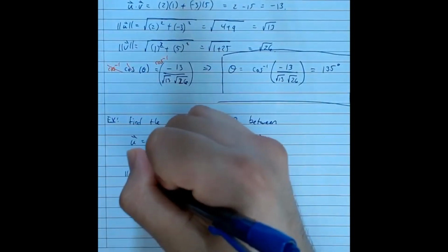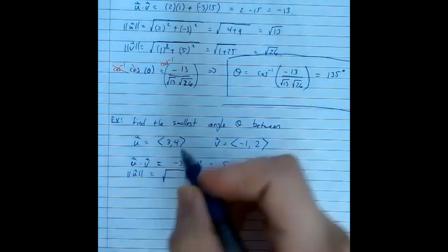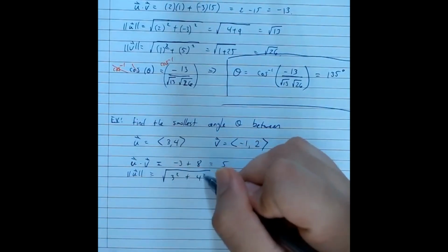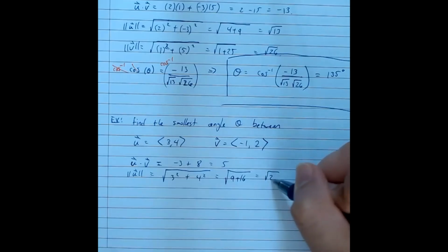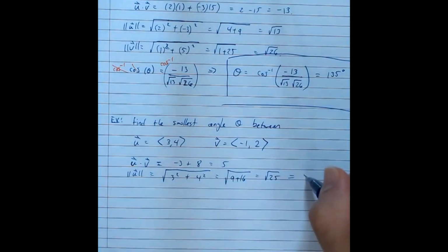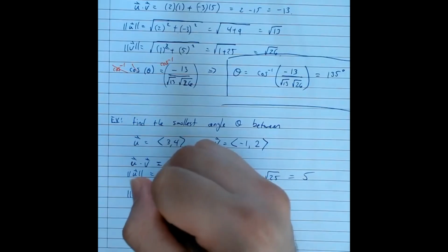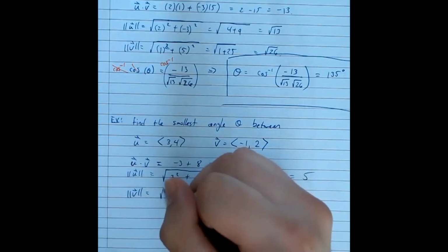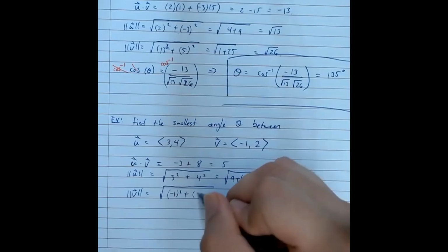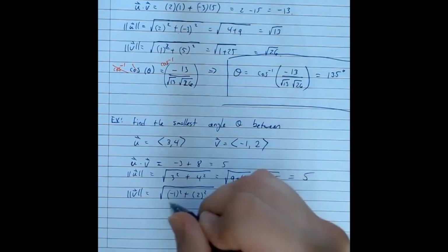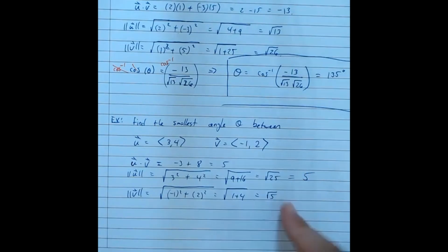We want the magnitude of u, and that's going to be the square root of the sum of the squares of 3 and 4. That'll be the square root of 9 plus 16, which is the square root of 25, which is just the number 5. Okay? And we're going to need the magnitude of the vector v, and that's going to be the square root of the sum of the squares of negative 1 and positive 2, which is the square root of 1 plus 4, which is the square root of 5. And that one doesn't simplify.